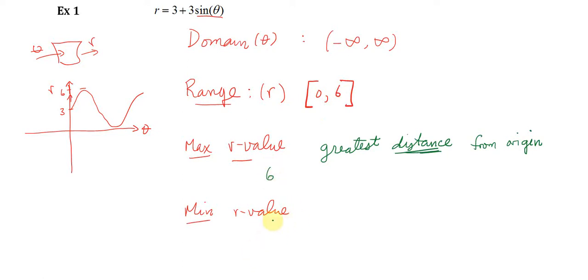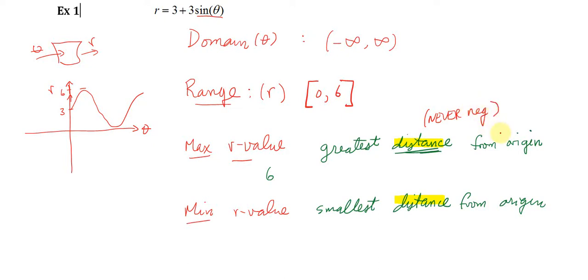The minimum R value in this problem is going to be the smallest distance, or the shortest distance, from the origin. And I want to emphasize here that we are talking about distance, and distance is always positive or 0. It's never negative. So distance can never be negative. So the minimum R value in this case happens to be 0. In other scenarios, we will see that it might be a little bit different.